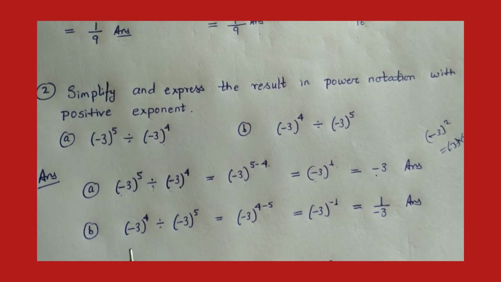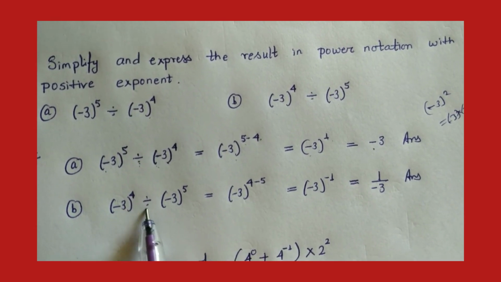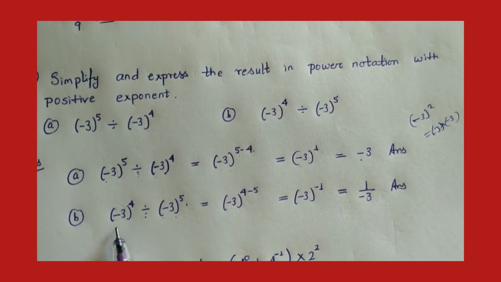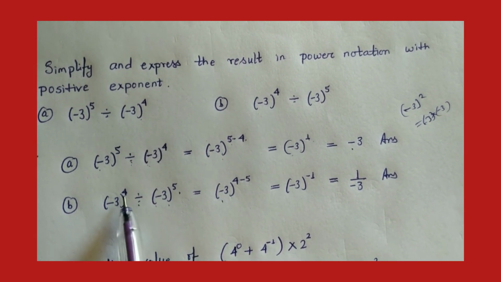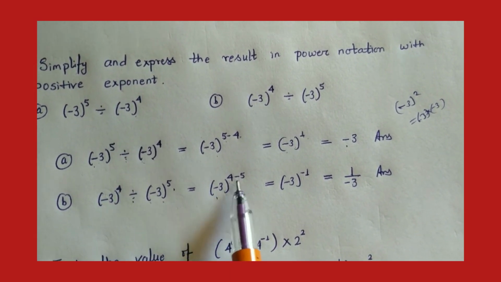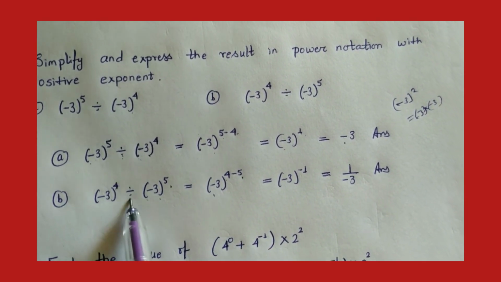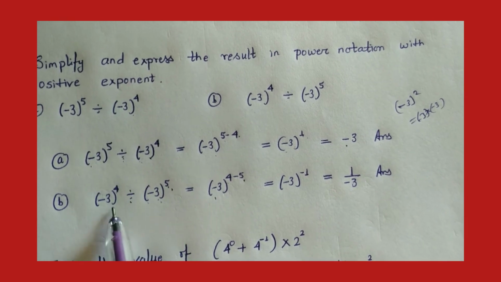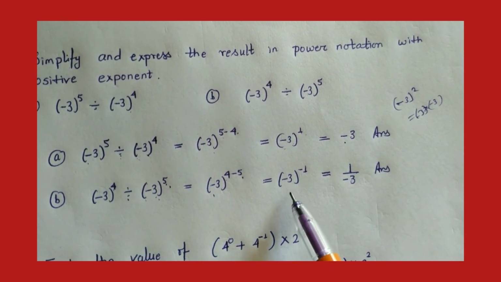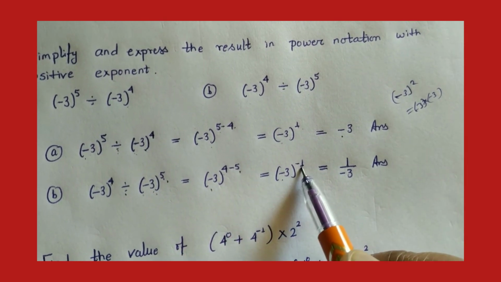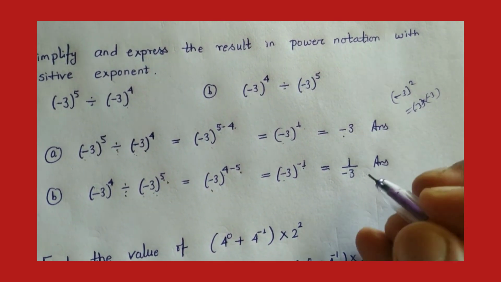B: (minus 3) to the power 4 divided by (minus 3) to the power 5. Again, we have the same base, minus 3, and 4 minus 5 can be written here, because a to the power x divided by a to the power y means a to the power x minus y. Now minus 3, 4 minus 5 is minus 1, and this can be written as 1 by minus 3.